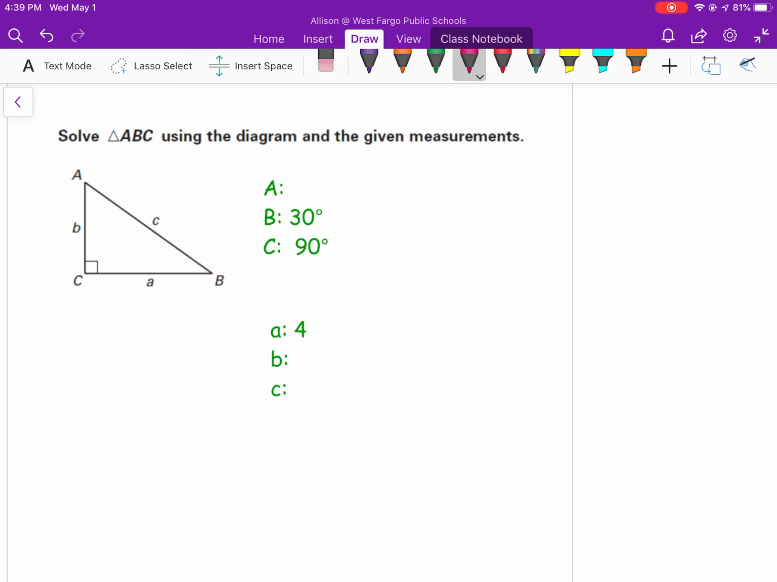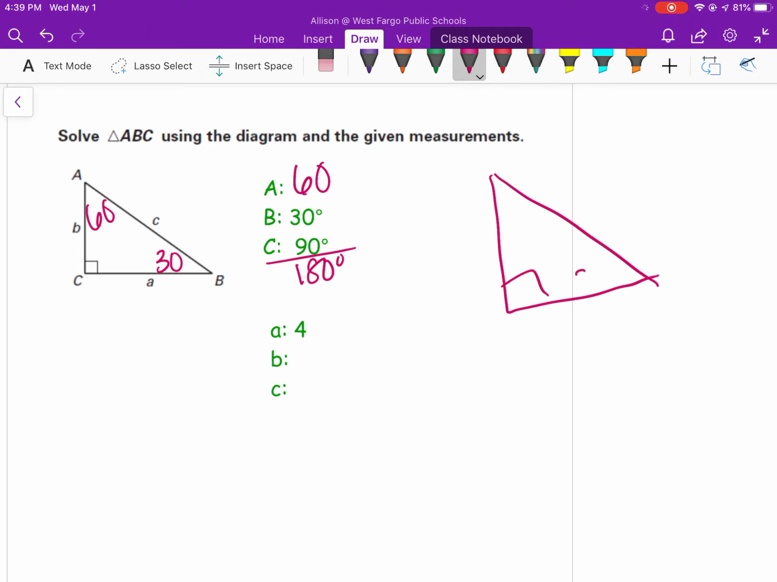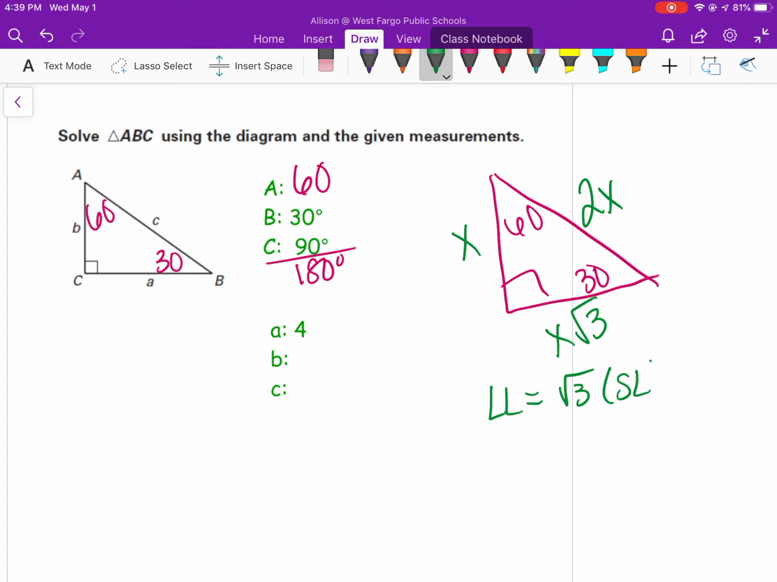Okay, so this one tells me that B is 30 degrees and C is 90. So that means that A is 60 because these have to add up to 180. So it's a 30, 60, 90 triangle. And a 30, 60, 90 triangle, when I'm solving it, is the ratio x, 2x, and x square roots of 3. Or the long leg is the square root of 3 times the short leg, and the hypotenuse is 2 times the short leg. So if you know the short leg, you can get the long leg and the hypotenuse pretty easily.